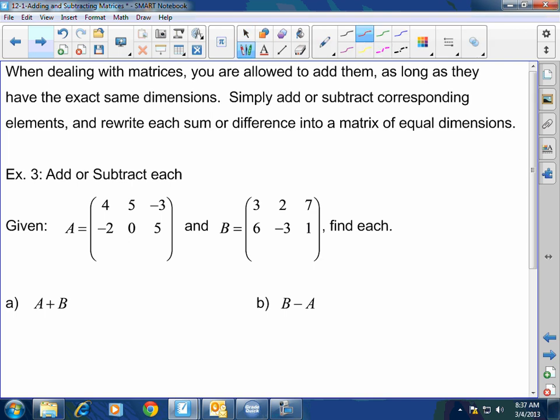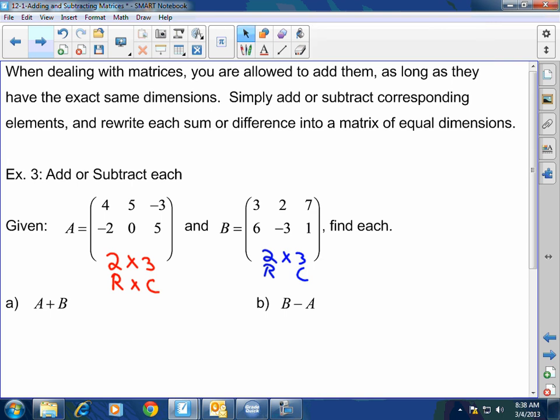So in this case, what kind of a matrix is A? Remember, it's rows by columns. So this is a 2 by 3. Remember, rows by columns, my friends. And what kind of a matrix is B? What are the dimensions of B? It's also 2 by 3. Rows by columns. Okay? So now, we know that these are the same dimensions.